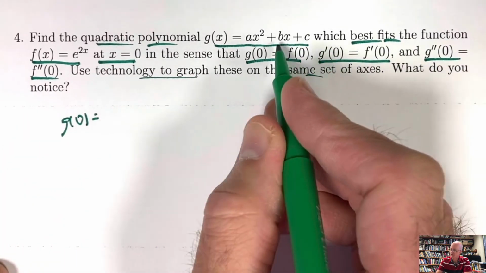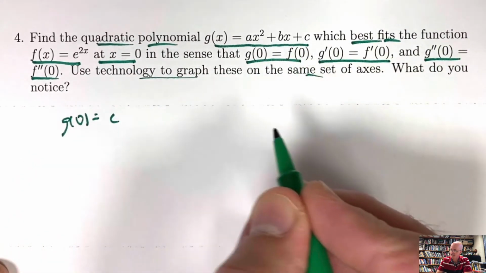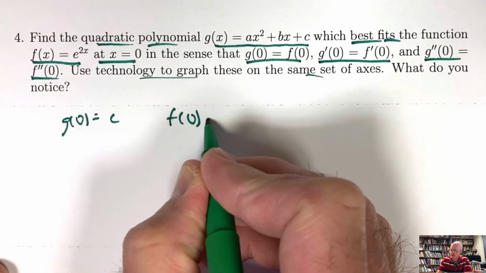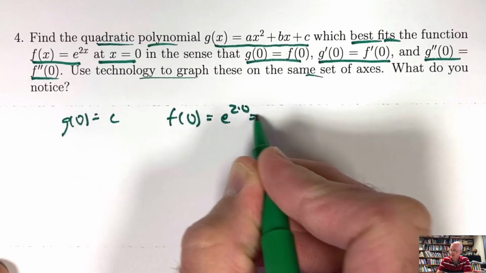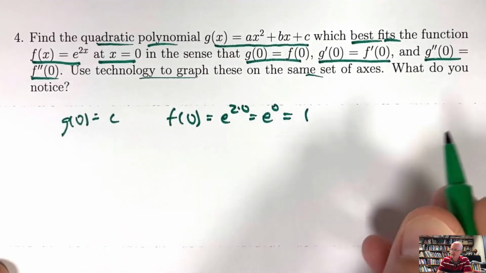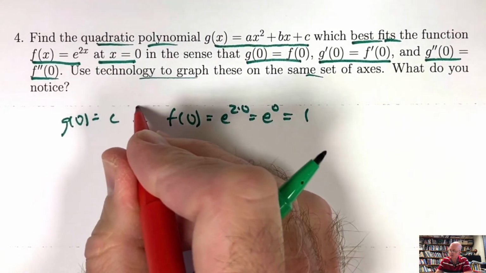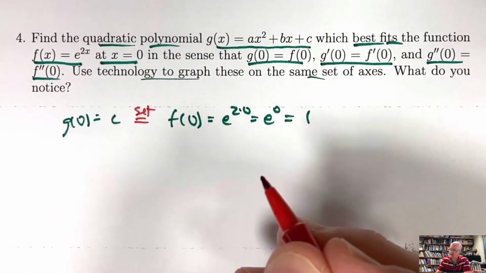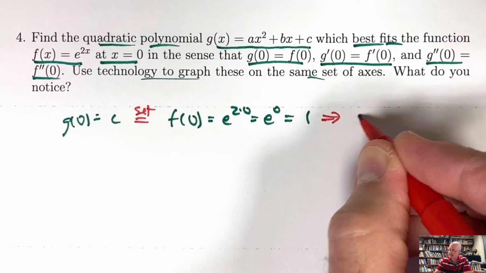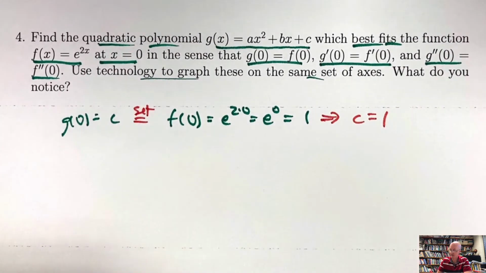Plug in x equals 0 into this, you're going to get c. F of 0 is e to the 2 times 0, is e to the 0, is 1. We want these to be equal to each other. We're going to set these things equal to each other and solve for c. This implies c must be 1. Okay, so we found c.